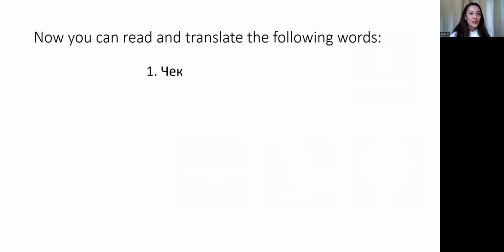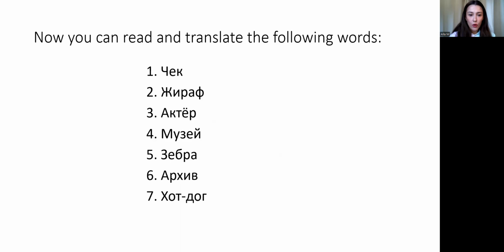Good, so now you can read and translate the following words. Here's the list of words. Please stop it right here, practice on your own, and then come back. All right, let's read the words together.